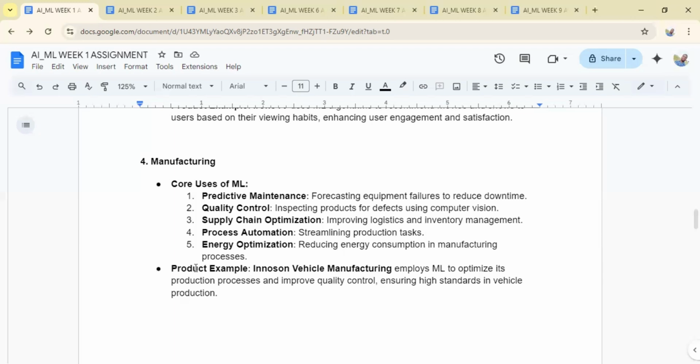Quality control, that is inspecting products for defects using computer vision to improve logistics and inventory management. Process optimization, which is to streamline production tasks. We also have energy optimization, where we have to reduce energy consumption in manufacturing processes. An example of a company that uses this approach is Innocent Vehicle Manufacturing, which employs machine learning to optimize its production process, ensuring high standards in vehicle production.